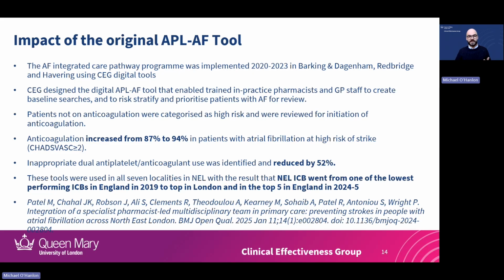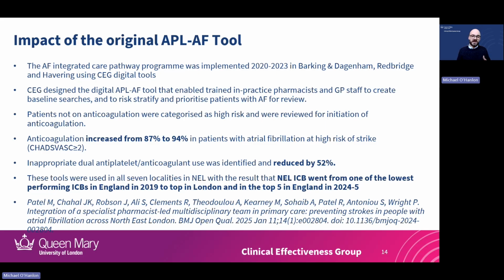So I think it's really important to talk about the origins of the APL-AF tool and actually some of the impact and success that that's had across North East London. So the AF Integrated Care Pathway programme was implemented in 2020 to 2023 across some of the outer boroughs of North East London, so Barking and Dagenham, Redbridge and Havering. And it used CEG digital tools, specifically the APL-AF tool, and that enabled trained in-practice pharmacists and GPs to create baseline searches, risk stratify and prioritise patients with AF and who are at risk of stroke for review.